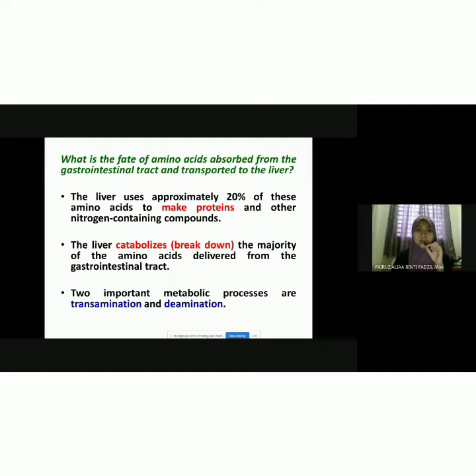All the proteins or amino acids that have already been digested through the digestive tract will enter the liver. The liver will further metabolize all these amino acids. So that's why we are going to learn about the transamination and deamination processes. These are the two processes conducted by the liver to break down, or the liver may also synthesize protein. So the liver does both anabolic and catabolic processes.